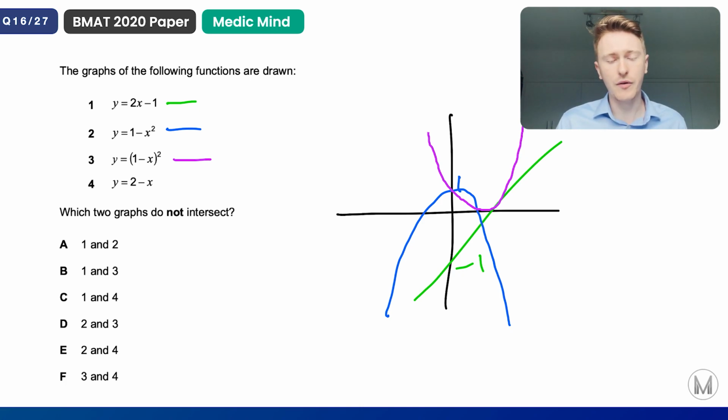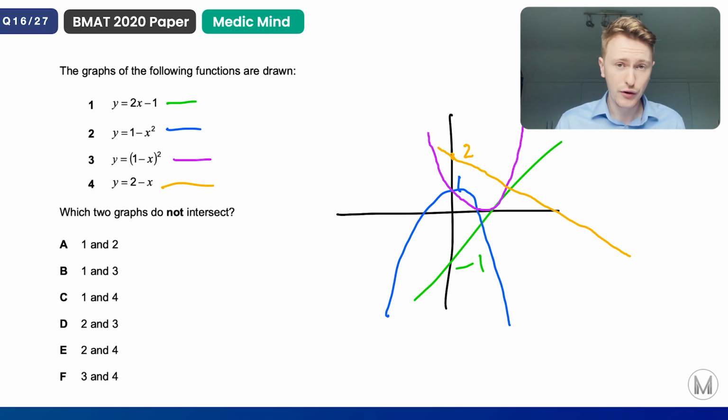And finally, graph number 4, y equals 2 minus x. Clearly this is a bit more straightforward. It starts at a y-intercept of 2, it then declines with a slightly shallower gradient to that of graph number 1 in the negative direction. So it starts up here at number 2, and it's going to go quite shallow downwards.